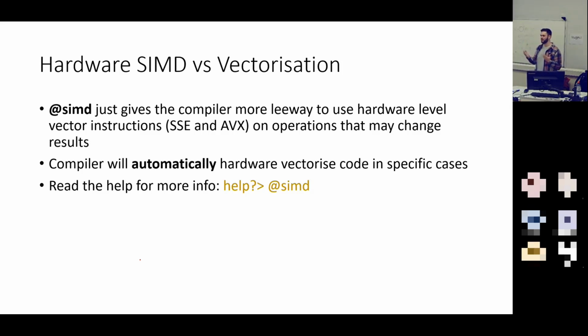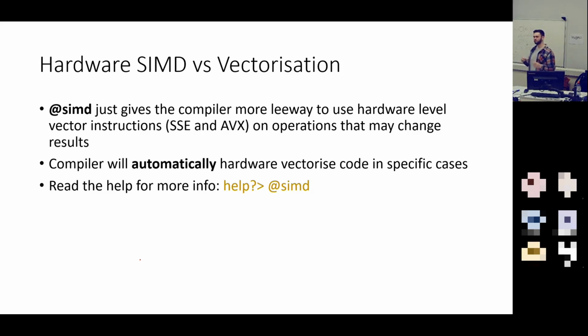So there we were doing a map, so one input, one output, but last time we were summing things up and doing a reduction. And as we saw, doing a reduction actually changes the values that you get out of it because floating point math is not associative. So the compiler will do it automatically when it's safe to and when it's easy to infer. But this @simd macro will give it more leeway to reorder your operations and change which ones are considered safe.